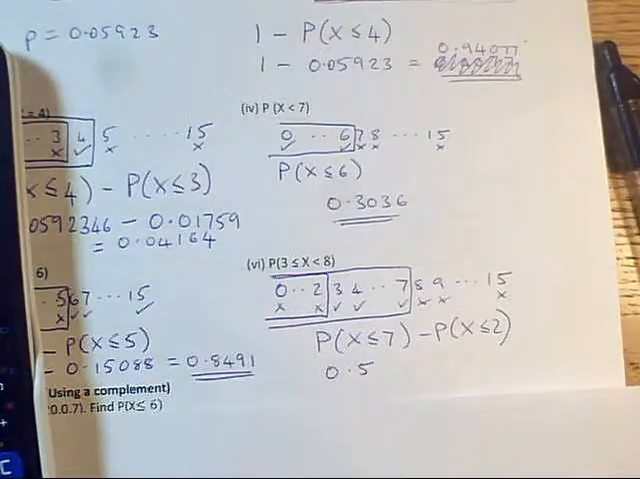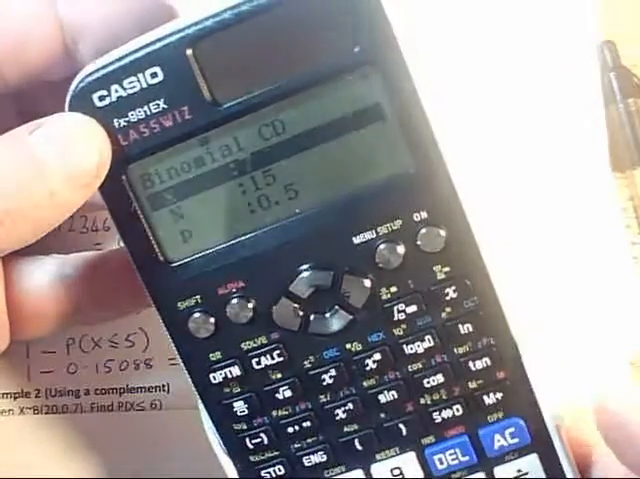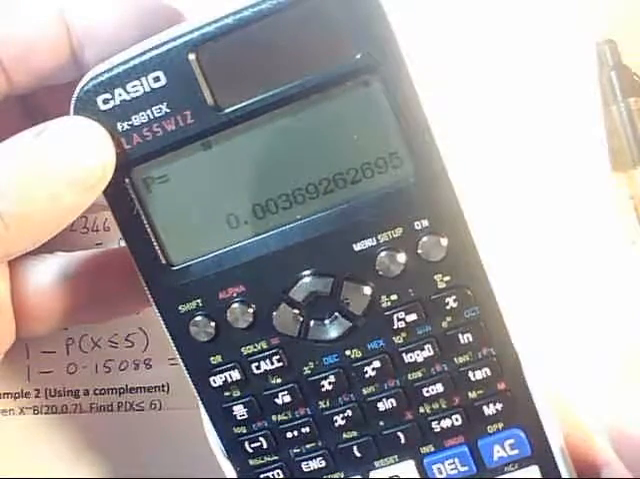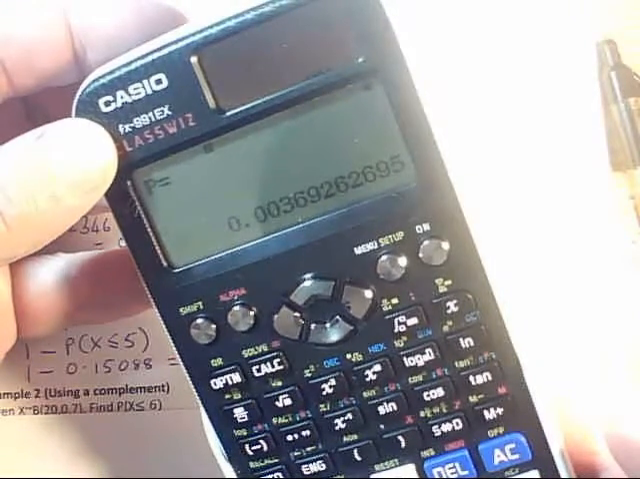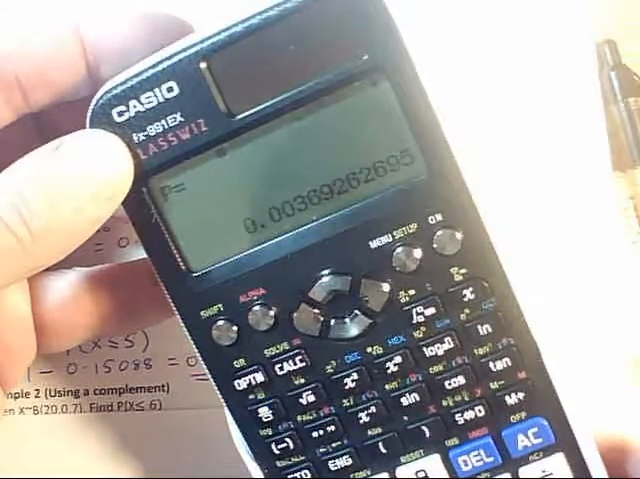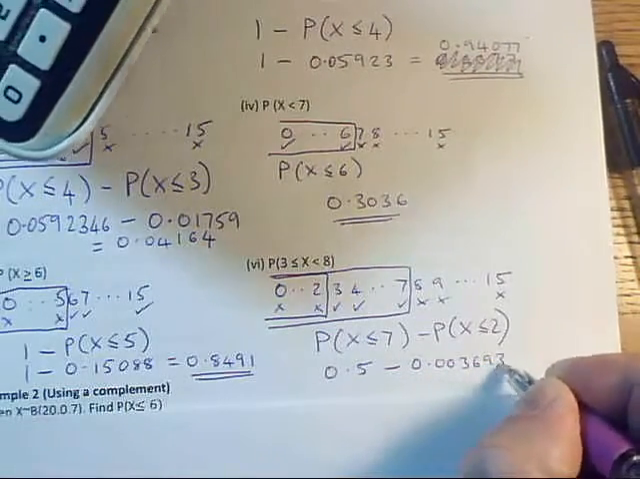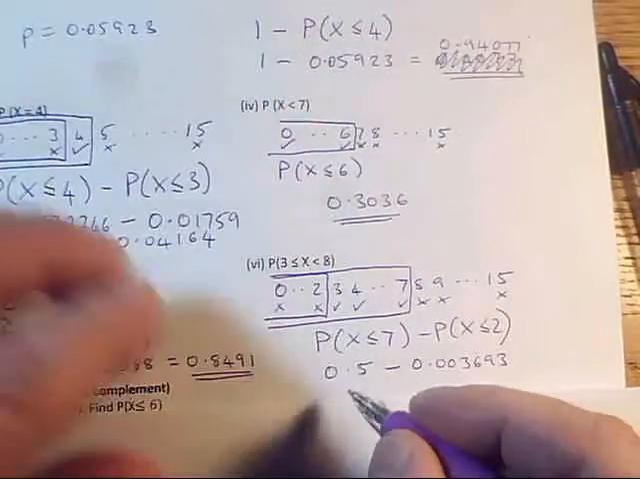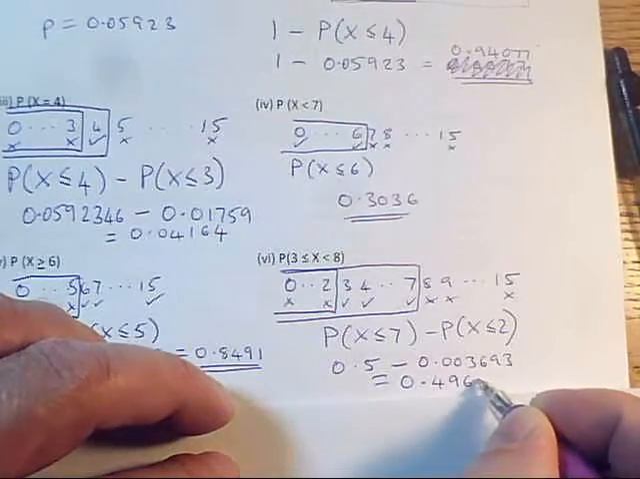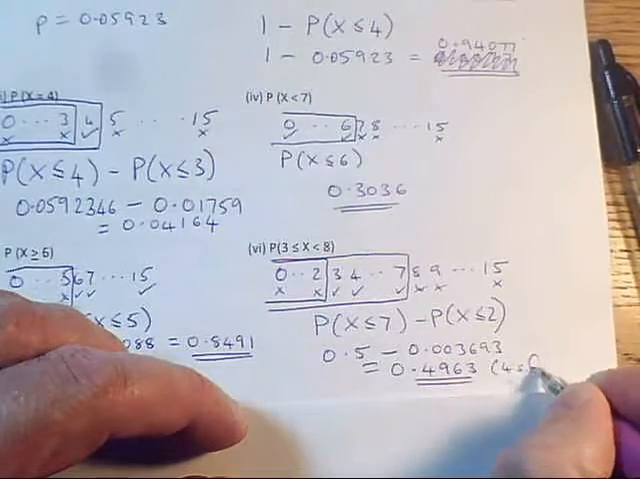Anyway, we've got an answer good enough for us, and we need to subtract the probability when x equals 2. So I'll put in 2, and I'll get out 0.003693. So if I take that answer away from 0.5, I get the final answer, which is 0.4963, and that will do to 4 significant figures. And I'm done.